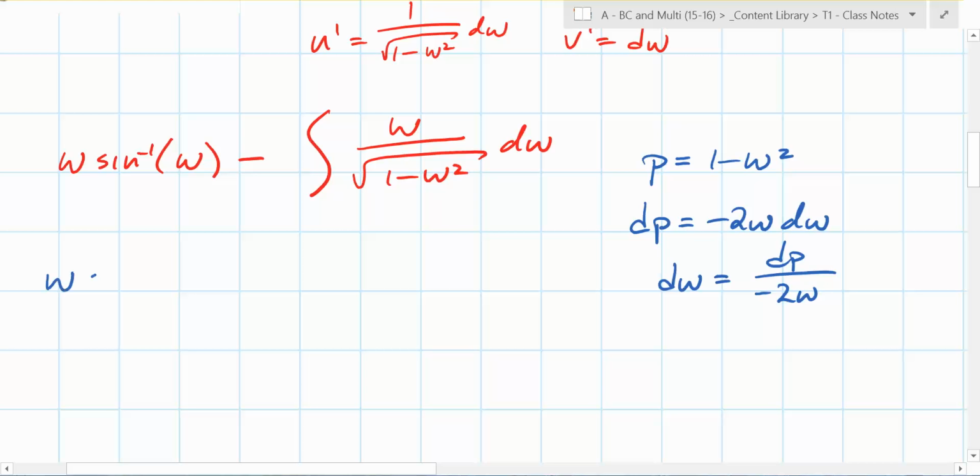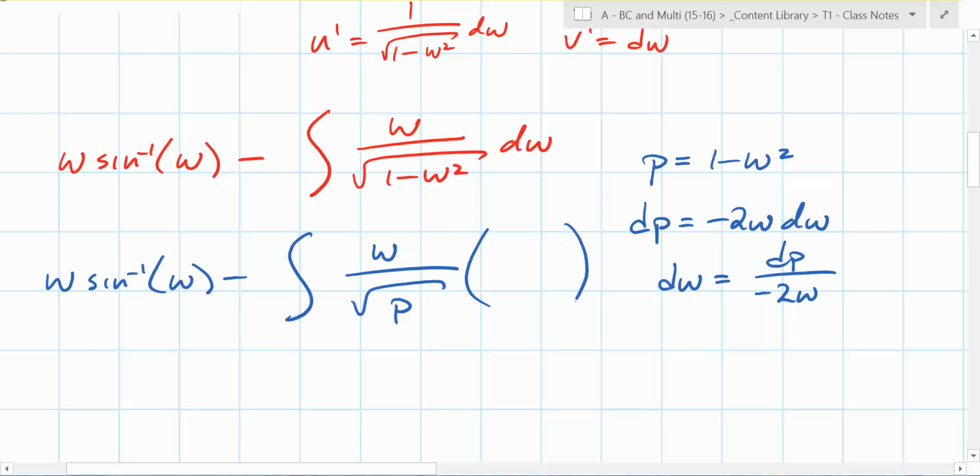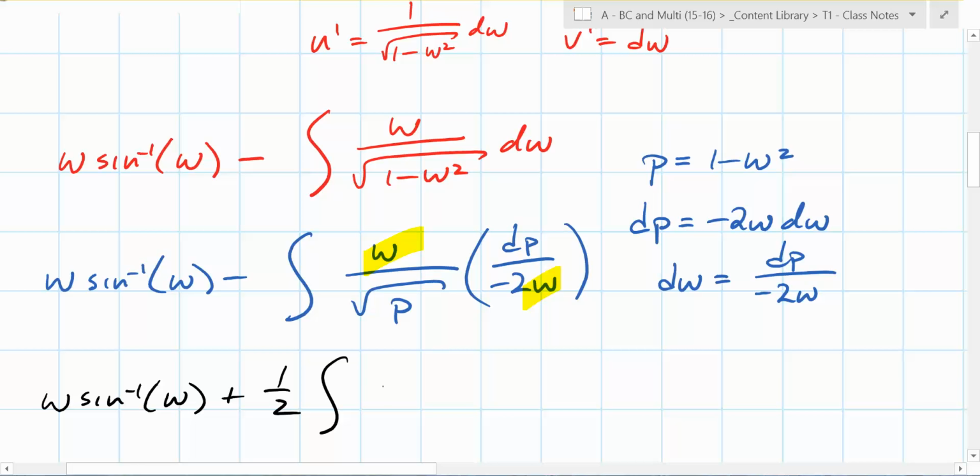So we end up with W sine inverse of W minus, we have W over the square root of what? P times what? dP over? Are we okay? The W's cancel, exactly. So we end up now with W sine inverse W plus 1/2 the integral of P to the what power? dP. And now can we integrate that just directly?